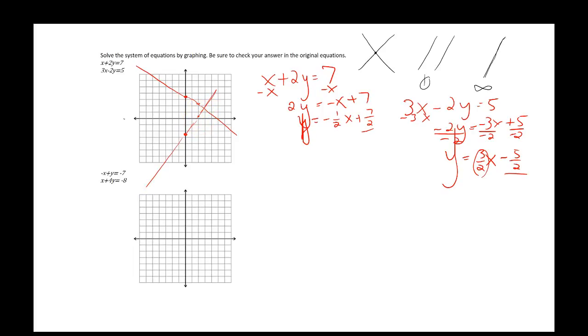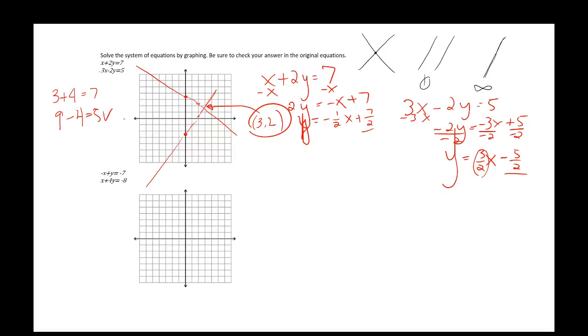If I look for what I think is the intersection, it might be (3, 2). But the only way I'll know is if I check it. So if I check it in the first equation, I get 3 plus 2 times 2 is 4 equals 7. That works. And then in the second equation, 3 times 3 is 9, minus 2 times 2 is 4 equals 5. That works. So I found my first solution. It turns out to be an intersection of the lines.